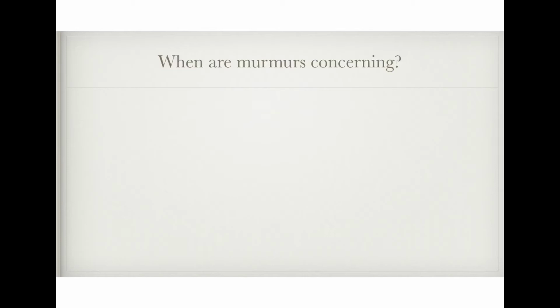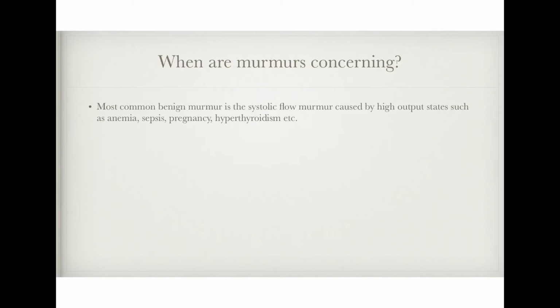Often we'll see medical students or interns presenting on rounds that they thought they heard a murmur on a patient, and the response of the attending might be variable, ranging from disbelief to concern. But it's important for all internists and medical practitioners to understand when a murmur is actually concerning and requires further investigation. The reason is that the most common murmurs that we hear in our patients are actually benign murmurs. In adults, it's the systolic flow murmur that's caused especially in high output states such as anemia, sepsis, pregnancy, and hyperthyroidism. So if you have a patient with any of these conditions and you happen to hear a systolic murmur, it most likely is a benign flow murmur and doesn't require any further evaluation other than treating the underlying cause.